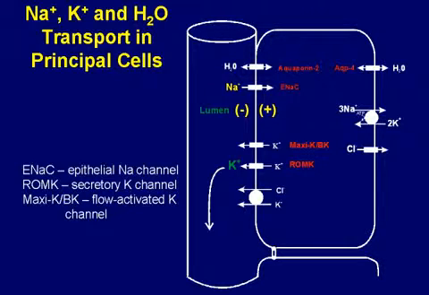Because the adjacent intercalated cells also depend on this lumen-negative potential difference, you will also get a bit of a metabolic acidosis if you inhibit ENaC. If you have overactivity of ENaC, you tend to get hypokalemia. That plays a big role in metabolic alkalosis, as we talked about, and that hypokalemia and the changes in potassium-hydrogen exchange in the adjacent cells become important.